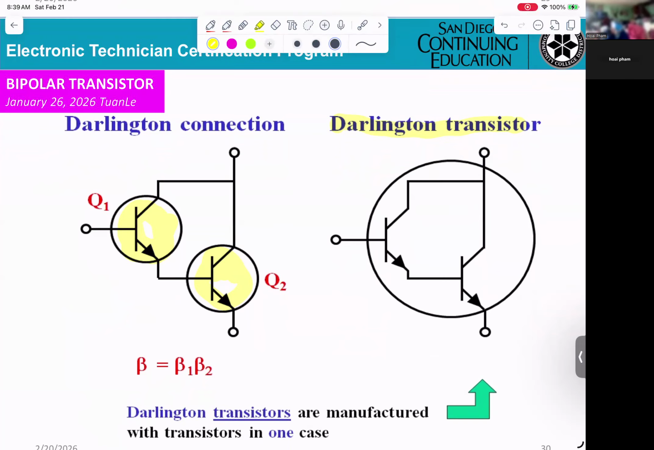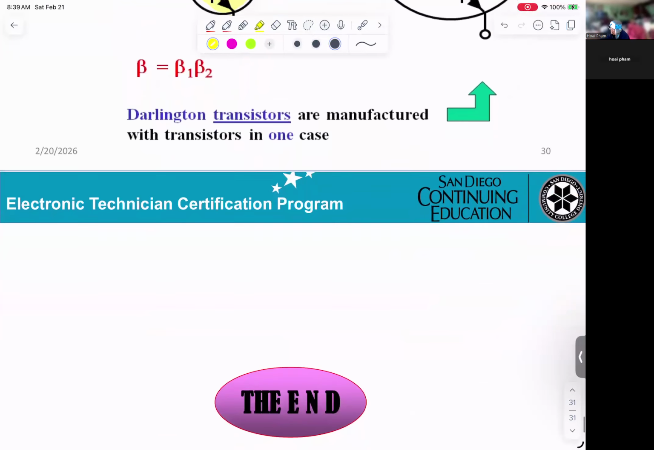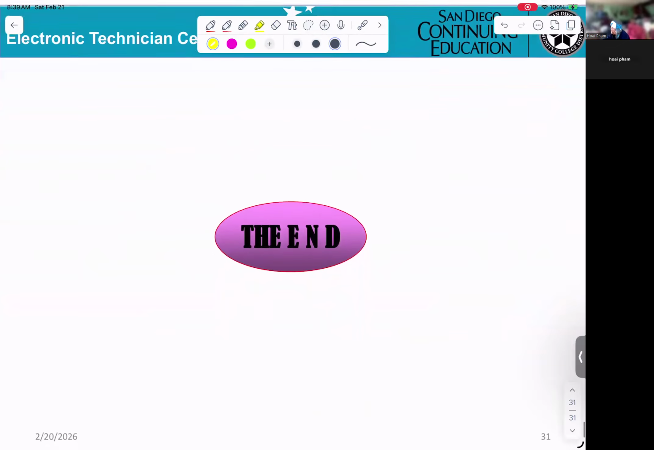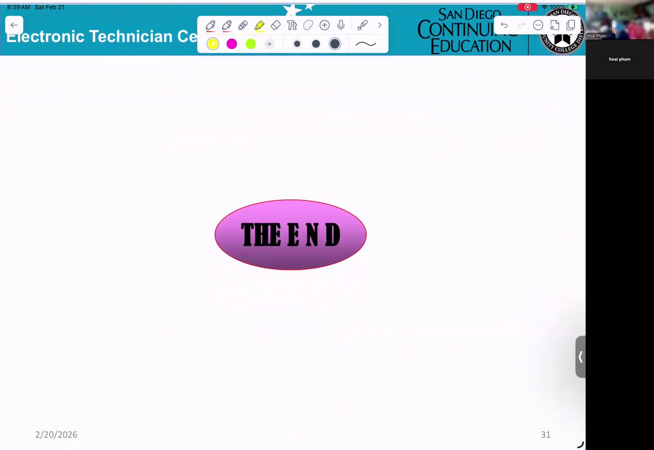That is the one here. Whenever you work with a Darlington connection, be careful. If you get a fault, it can burn out right away. The thing is going very fast. So that's it. Any questions? Anything? Okay?